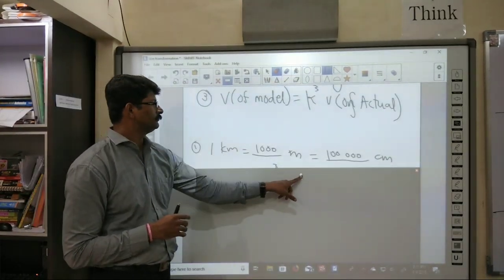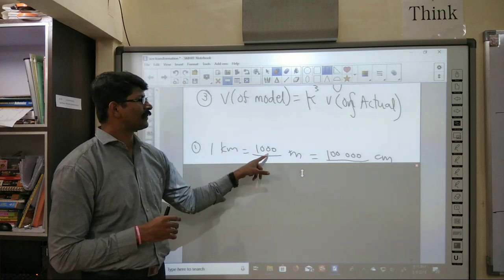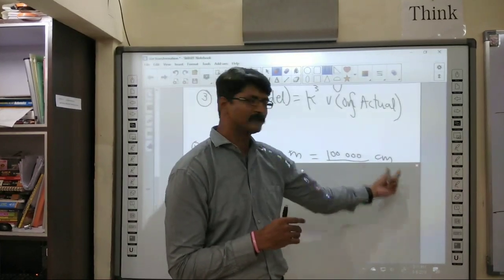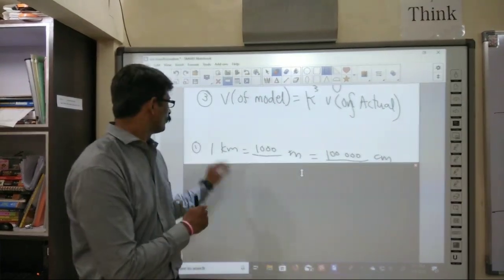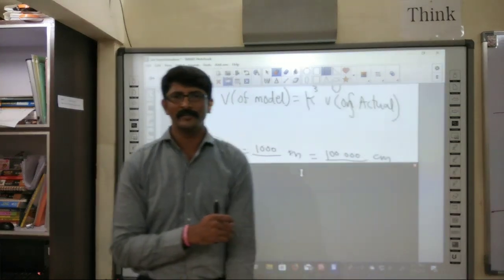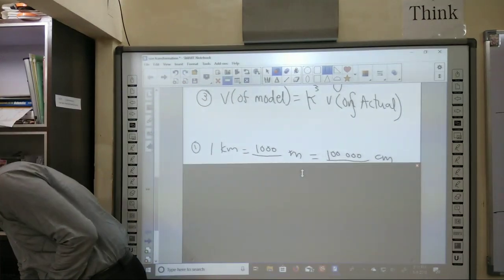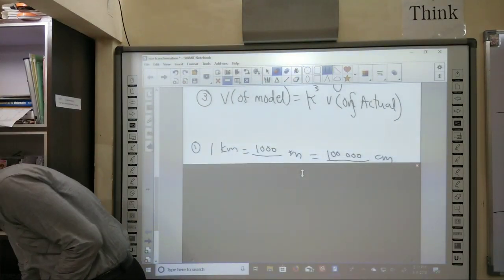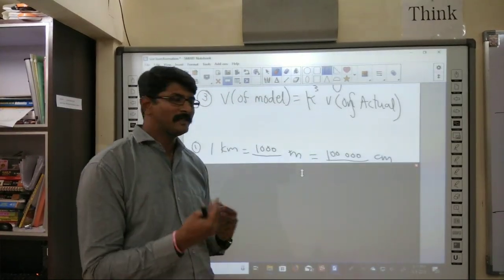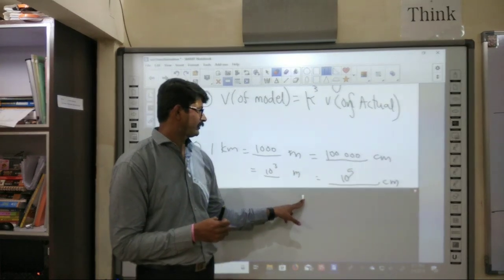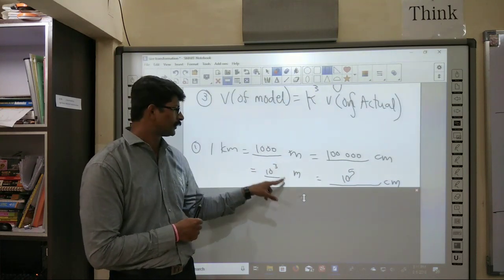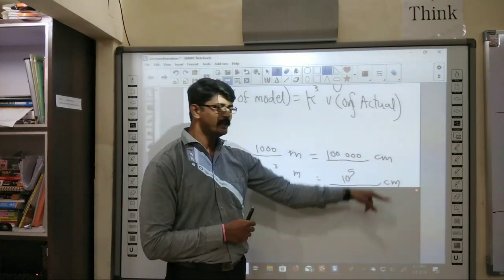1 kilometer is equal to 1000 meters, and 1 lakh centimeters. So write it down in your notebook. 1 kilometer is equal to 1000 meters or 1 lakh centimeters. The same thing can be written in the new format as 10 raised to power 3 meters. See, this is 10 cube, isn't it? That's 10 raised to power 3 meters. This is 10 raised to power 5 centimeters.